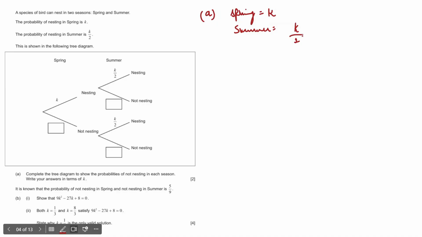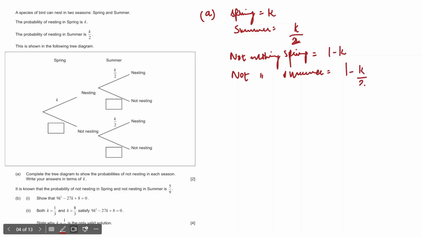Now for completing the tree diagram, we know that nesting in spring is equal to K. So what will be the probability of not nesting in spring? It will be 1 minus K, right? Now let's see the probability of nesting in summer. It is K over 2. And what will be the probability of not nesting in summer? It will be 1 minus K over 2.